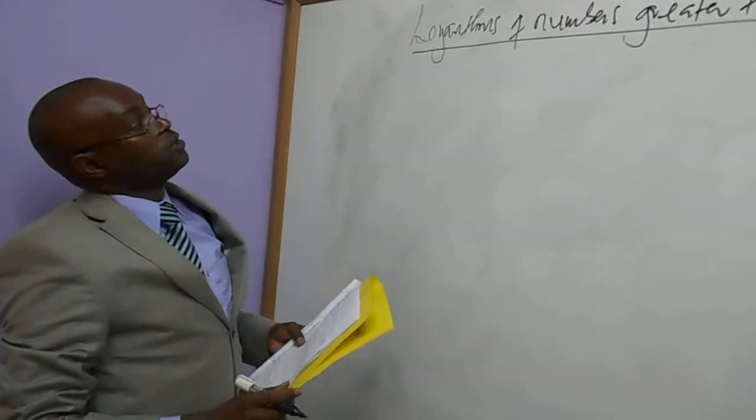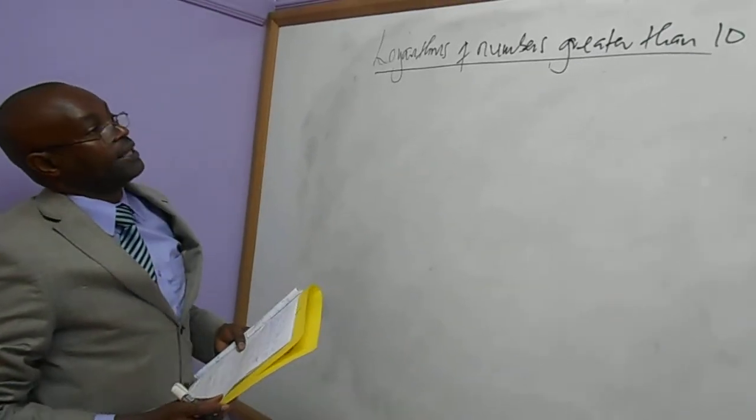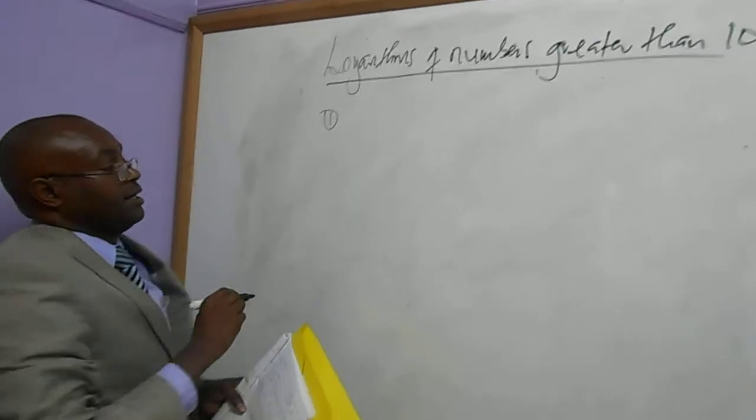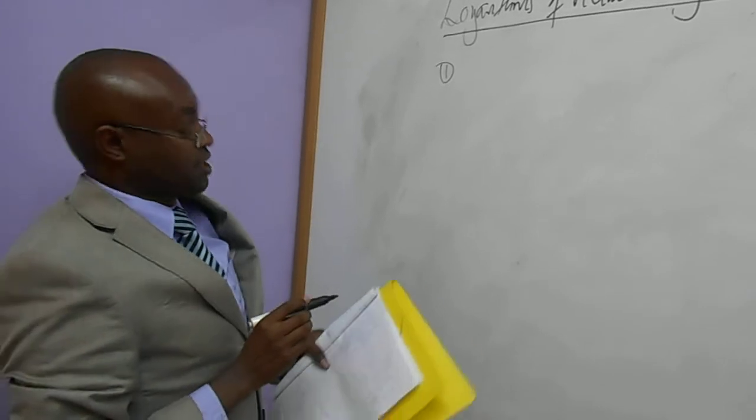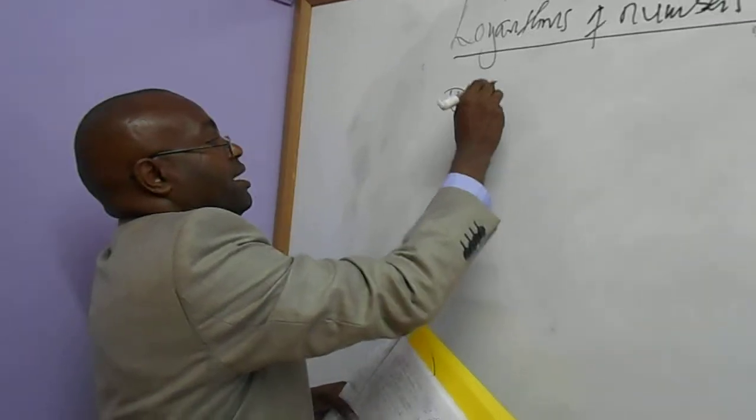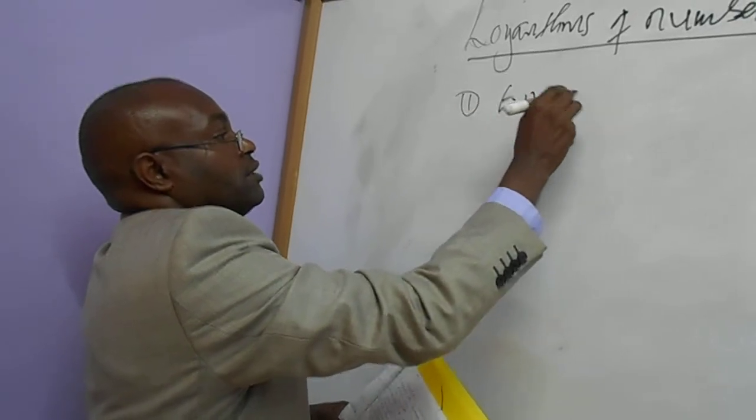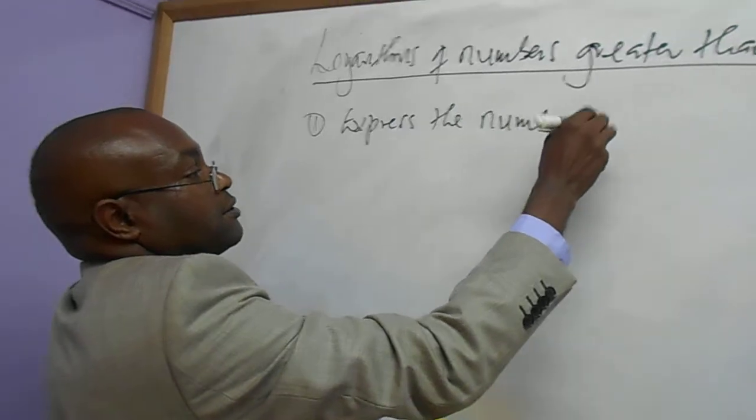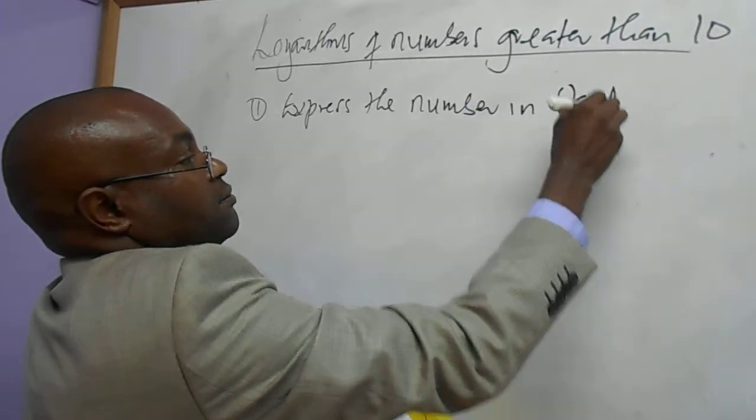If you are told to get the logarithm of a number greater than 10, there are three steps that are very essential. The first step is express the number in standard form.